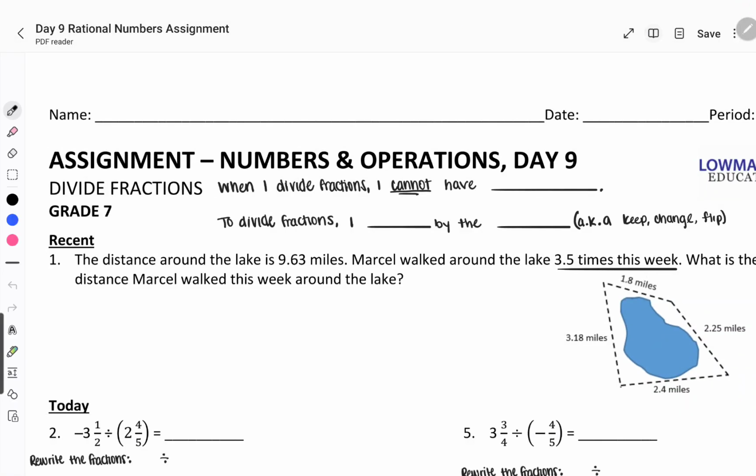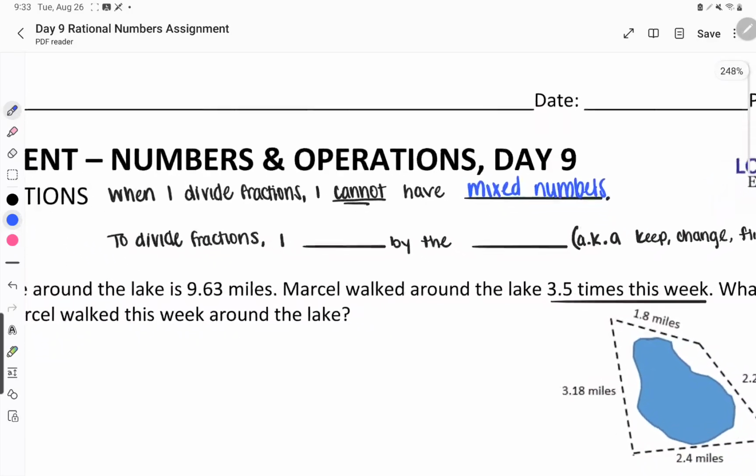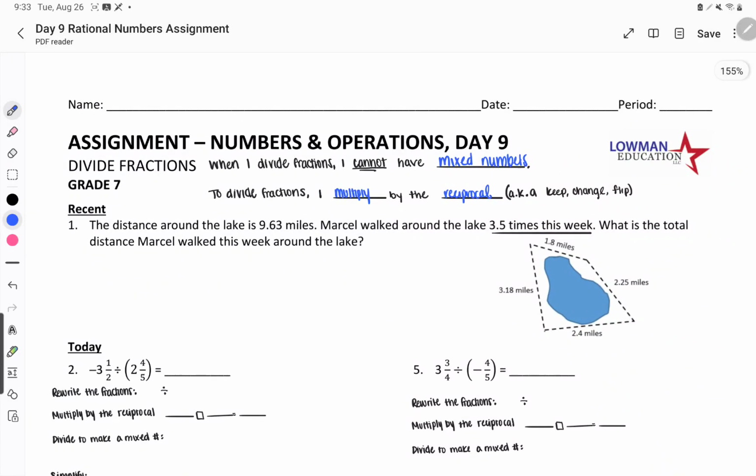When we multiply or divide fractions, we cannot have what? Mixed numbers. To divide fractions, we multiply by the reciprocal, also known as keep, change, flip.